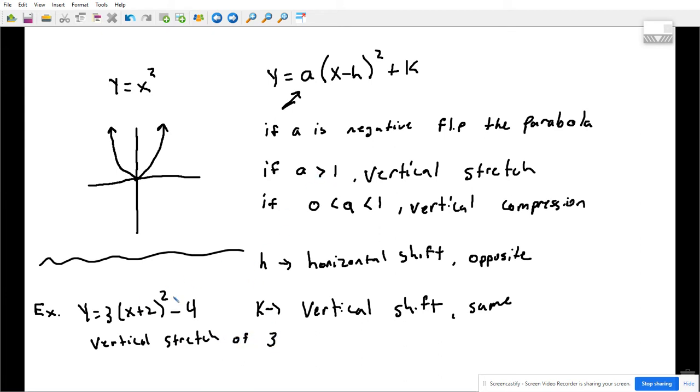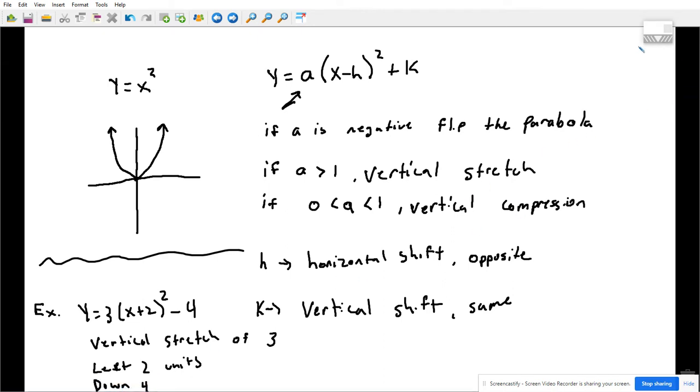Okay, then I look at my H. What is my H? My H is plus 2. Plus 2 would normally tell me horizontally go to the right, but this would shift left 2 units. Okay, and then my K is a -4, which means it would go down 4.